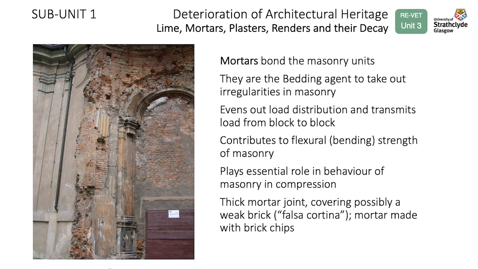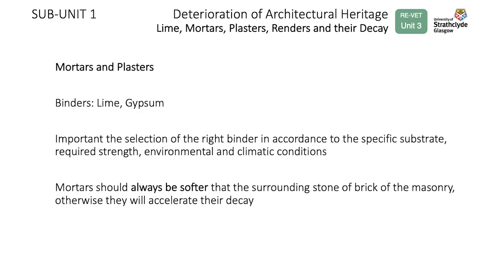They are the bedding agent to take out irregularities in masonry, even out load distribution, and transmit load from block to block. They contribute to flexural bending strength of masonry. They play an essential role in the behavior of masonry in compression, and thick mortar joints may cover possibly a weak brick, falsa cortina. Lime and gypsum are the binders in mortars and plasters.